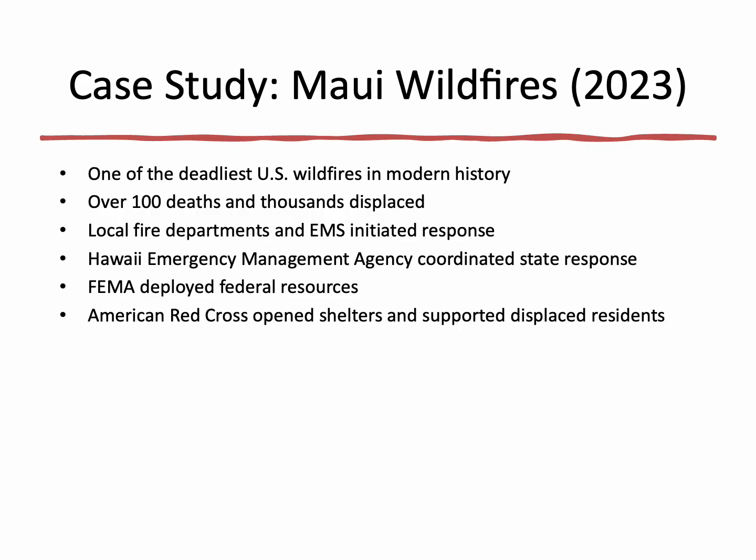Local fire departments and emergency medical services initiated the response. Police departments assisted with evacuations and public safety. As the disaster escalated, the Hawaii Emergency Management Agency coordinated the state-level response. State resources, including additional personnel and equipment, were mobilized. Federal support soon followed. FEMA deployed disaster assistance teams and coordinated federal resources to support recovery efforts. Nonprofit organizations such as the American Red Cross opened emergency shelters and provided food, supplies, and emotional support for displaced residents. The Maui fires demonstrate how disaster response expands from local responders to state, federal, and nonprofit organizations as the scale of the event increases.